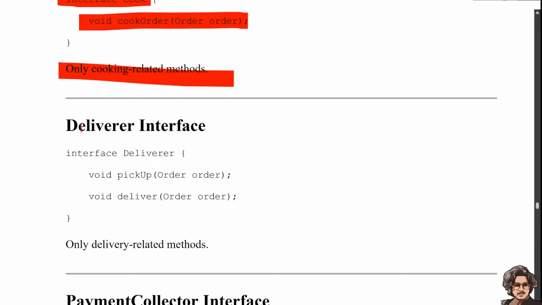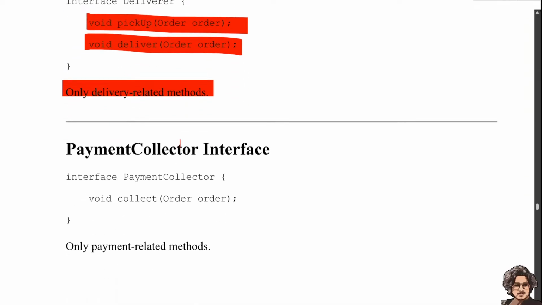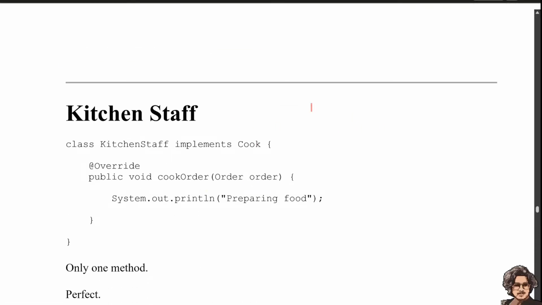Then a delivery interface, for a delivery boy, has only pick up and deliver, only two methods related to delivery. And a payment collector interface has only payment-related methods for the payment class. Then we move to the kitchen staff class, which implements the cook interface.